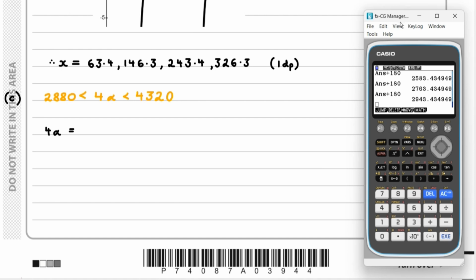What you can see is 4 alpha equals 2943.4. The reason for that is this value lies within this domain, and if I divide this by 4, you will find alpha to equal 735.9 to one decimal place.